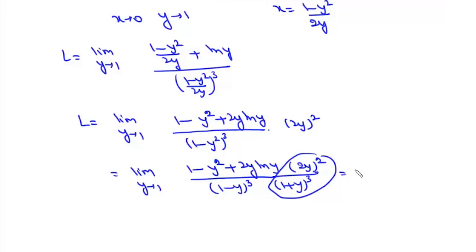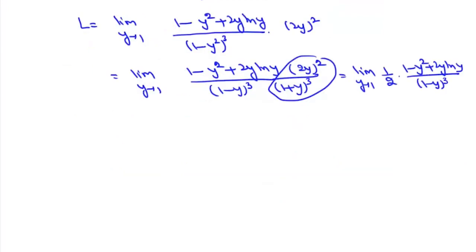So we can write this as limit y tends to 1, 1 by 2 into 1 minus y square plus 2y log y upon 1 minus y whole cube. Now for this, what we'll do is we'll let 1 minus y as h.